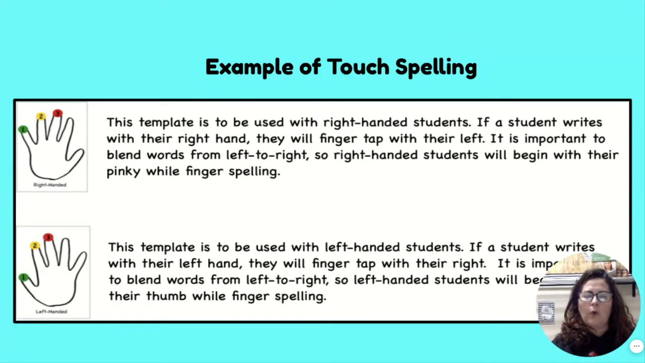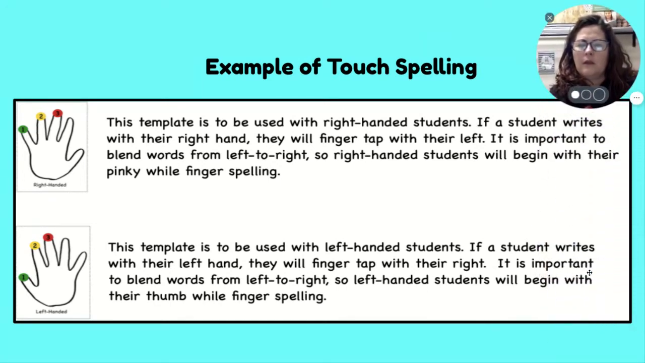Okay? We'll review touch spelling quickly. You should have it down by now. If you're a righty, you'll start with your pinky and tap the desk or a surface. If you're a lefty, you'll start with your thumb.